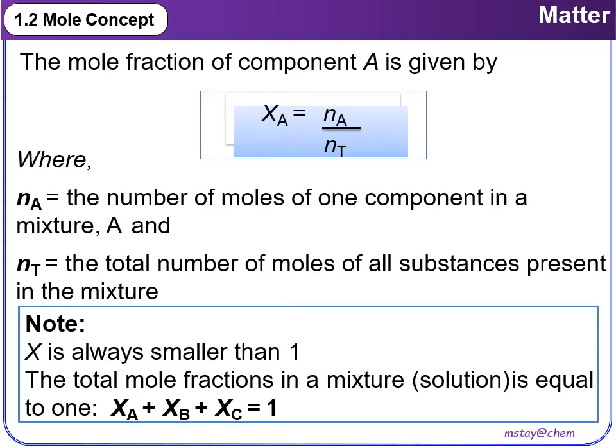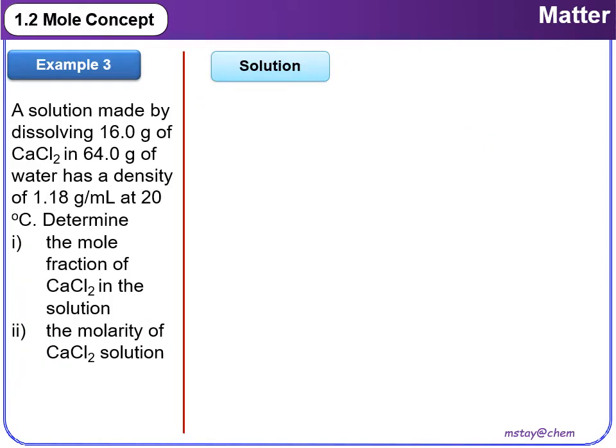Now let's look at the simplified symbol for the formula of mole fraction. Mole fraction of A equals the number of moles of A divided by the total number of moles in the solution, which in this case is the mole of A and the mole of solvent, which is water. Do keep in mind that mole fraction is always less than 1, while the total mole fraction is always equal to 1. Now let's look at the question here.